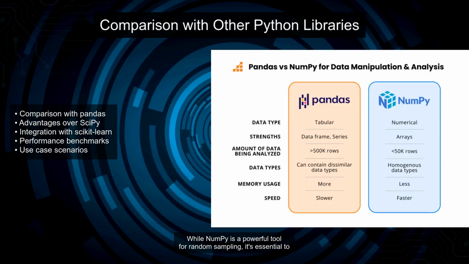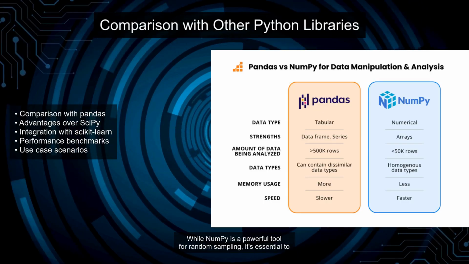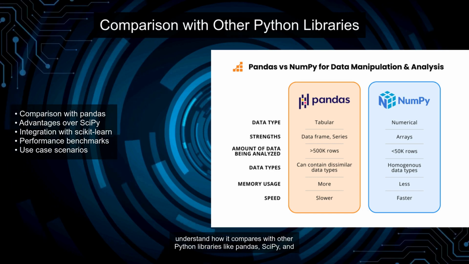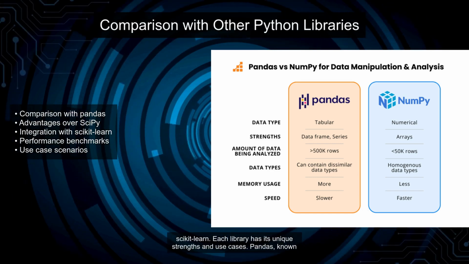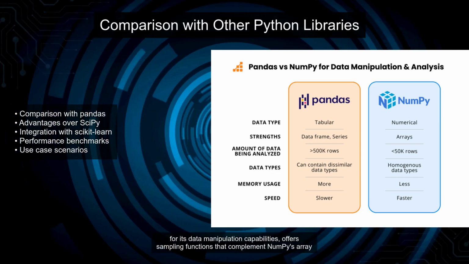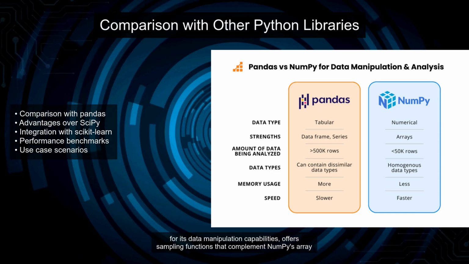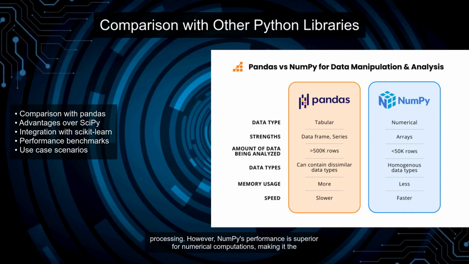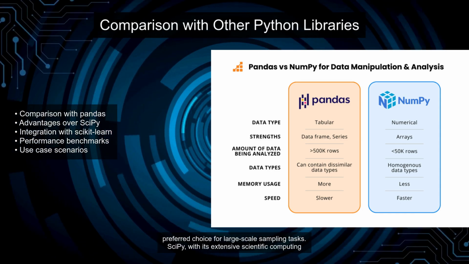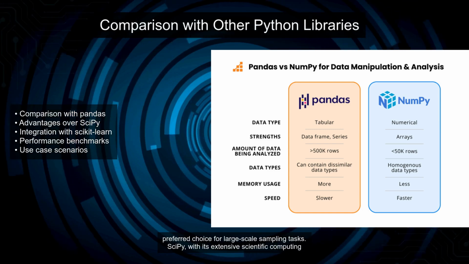While NumPy is a powerful tool for random sampling, it's essential to understand how it compares with other Python libraries like Pandas, SciPy, and scikit-learn. Each library has its unique strengths and use cases. Pandas, known for its data manipulation capabilities, offers sampling functions that complement NumPy's array processing. However, NumPy's performance is superior for numerical computations, making it the preferred choice for large-scale sampling tasks.